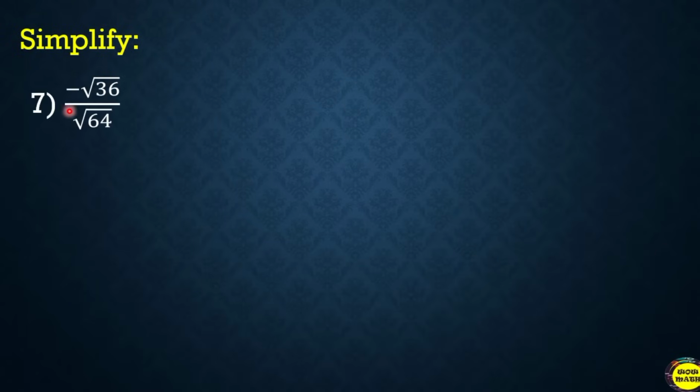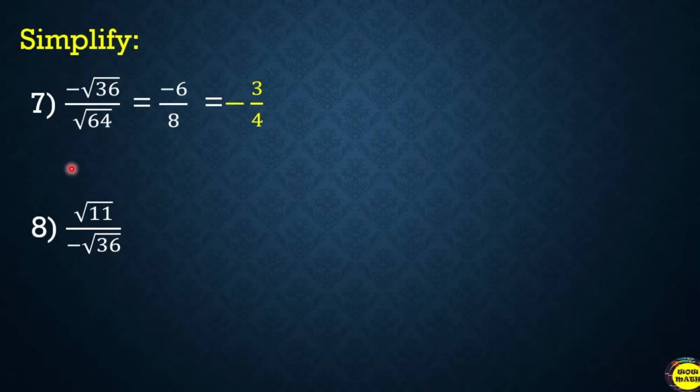Next, we have negative square root of 36 over square root of 64. Yung dalawang ito class ay perfect squared, so therefore the answer is negative 6 over 8. So pwede pa natin to a lowest term, right? So that is negative 3/4. Number 8, we have square root of 11 over negative square root of 36. So therefore the answer is square root of 11 over negative 6, or ilagay natin yung negative sign natin sa gitna ng fraction natin. So, negative square root of 11 over 6.